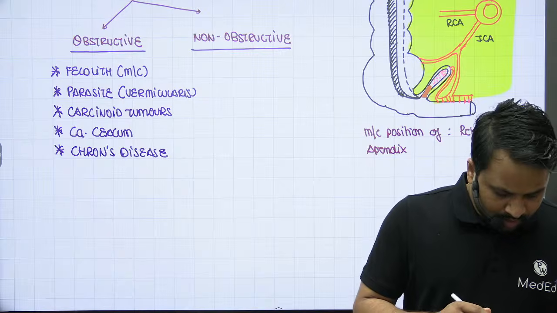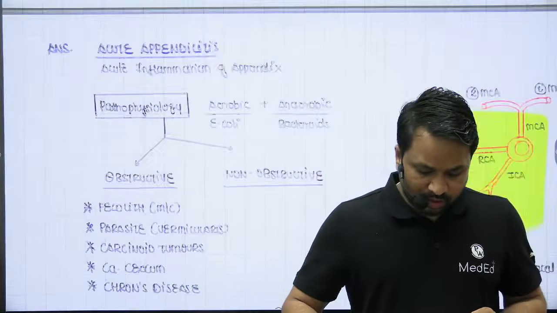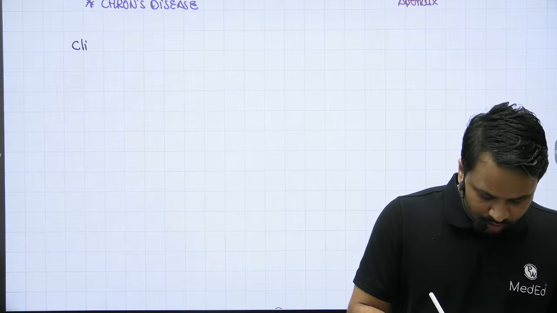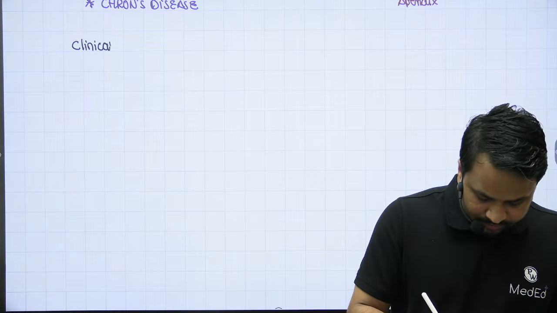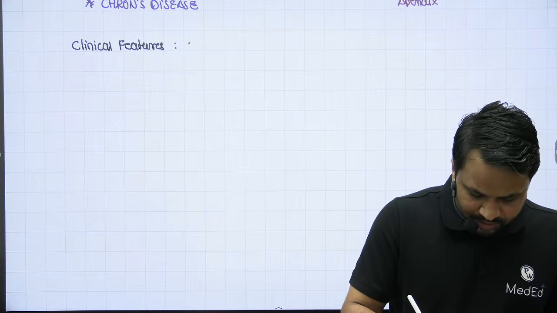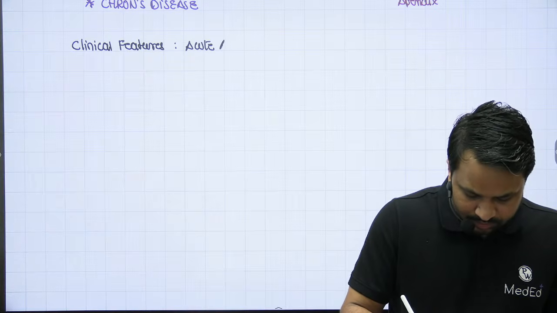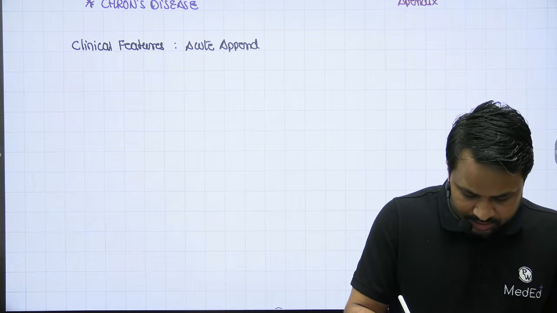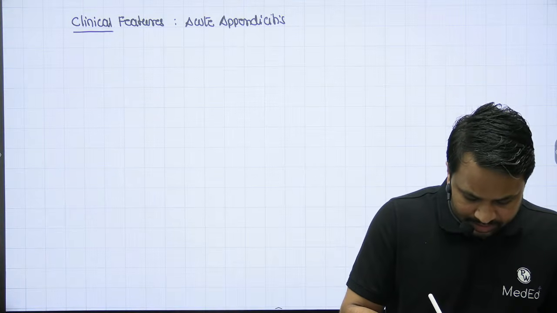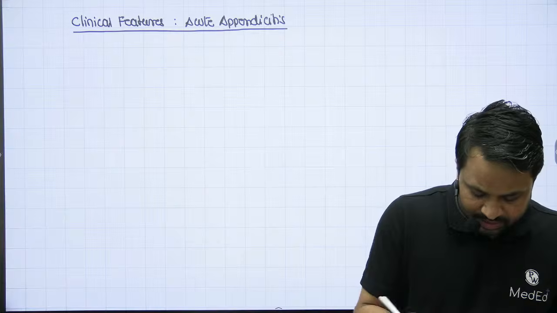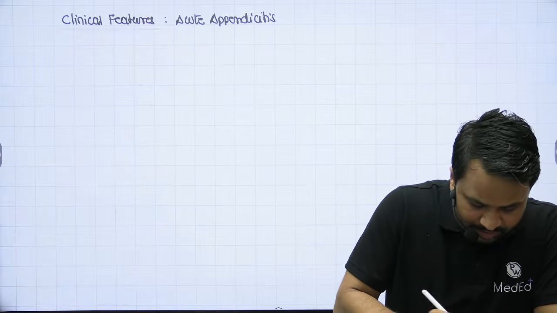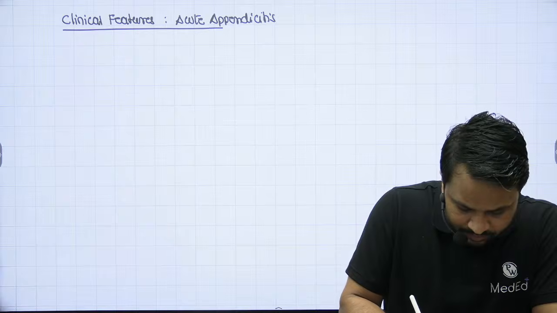Now, what are the clinical features? How does a patient with acute appendicitis present to you? So let's talk about the clinical features of acute appendicitis. Classically, when you talk about acute appendicitis, we all know the appendix is present in the right iliac fossa.